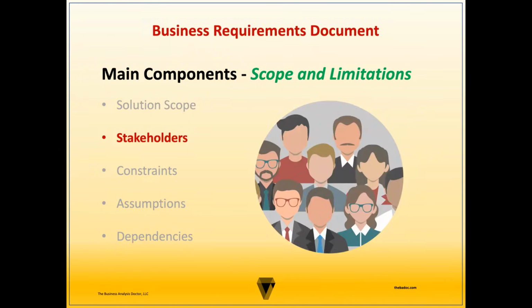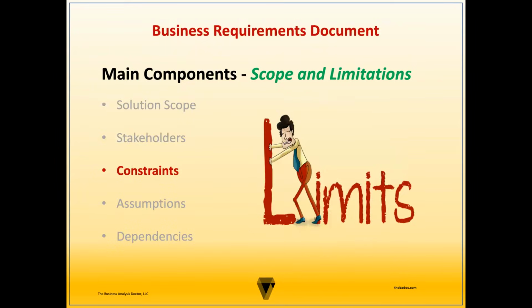Next, we have the stakeholders. These are the people or groups who will be impacted by the project, including internal and external stakeholders. Key roles and responsibilities may be outlined here as well. Constraints are influencing factors that cannot be changed and create limitations or restrictions on the product or solution. While projects may have both project and solution constraints, the BRD will only include solution constraints.